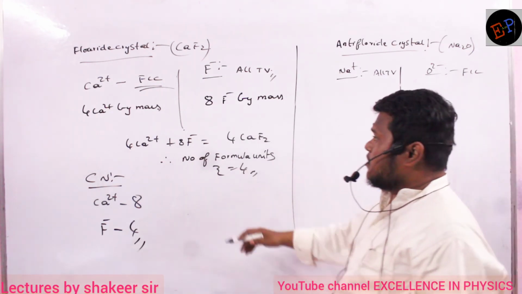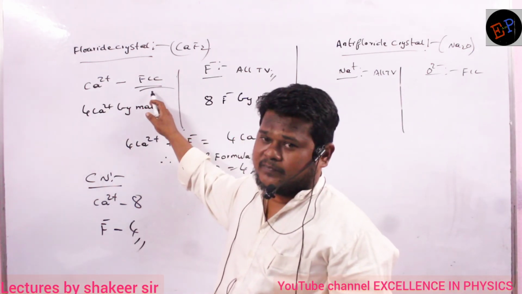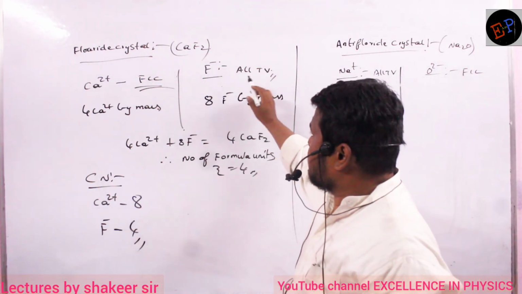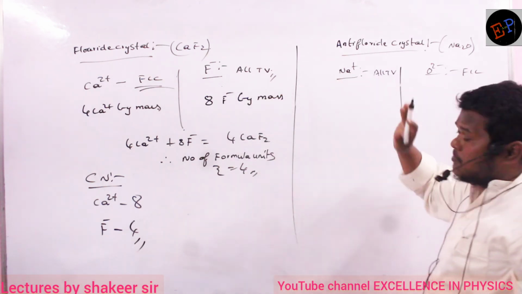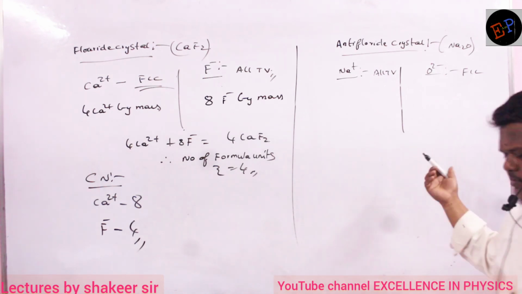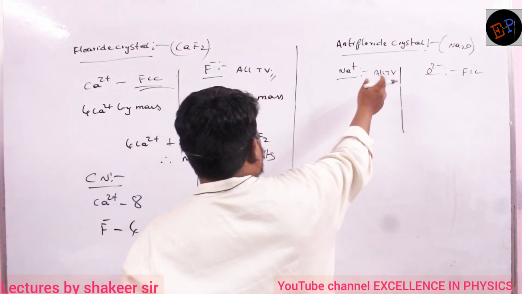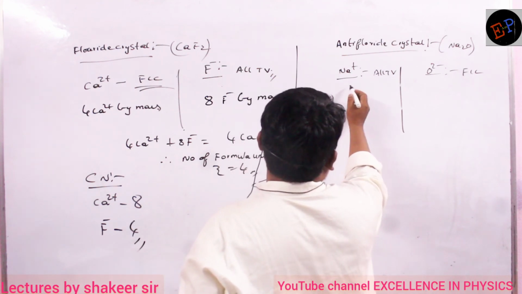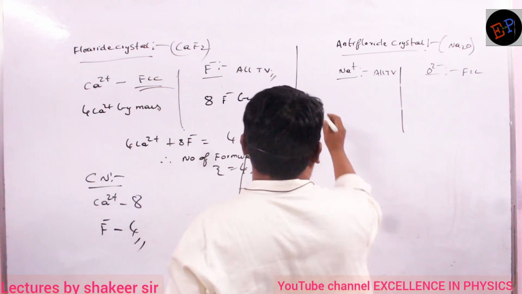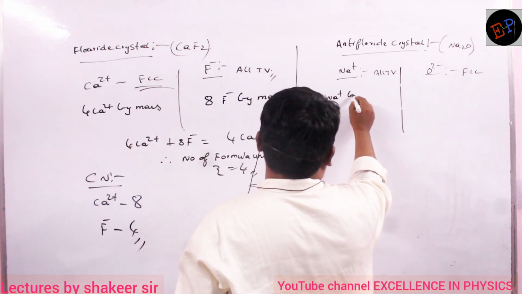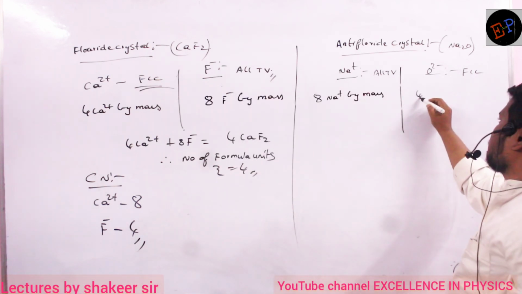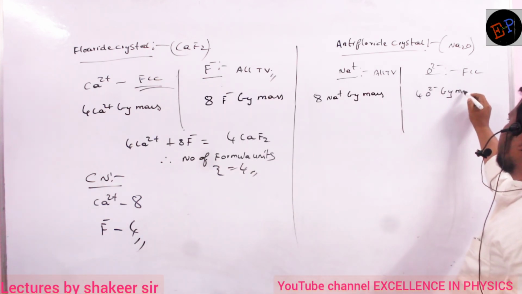There, cations are present in FCC, but here anions are present in FCC. There, anions are present on tetrahedral voids, so here cations are present on tetrahedral voids. And the remaining calculation, can't you do? Now very easy, do the calculation. So how many Na+ by mass? Tetrahedral voids means how many? 8. So 8 Na+ by mass. Here FCC means 4. So 4 O2- by mass.